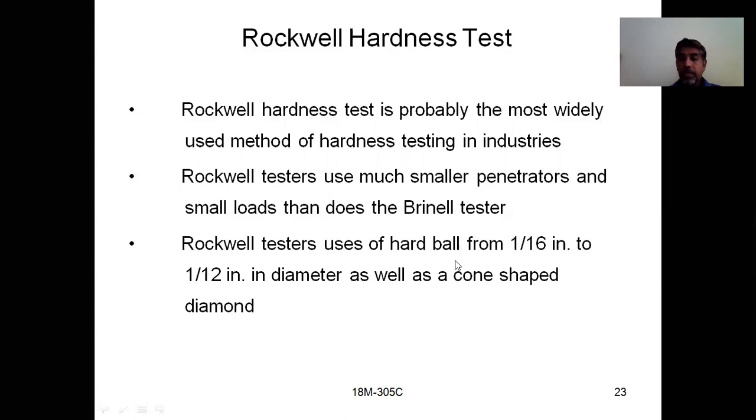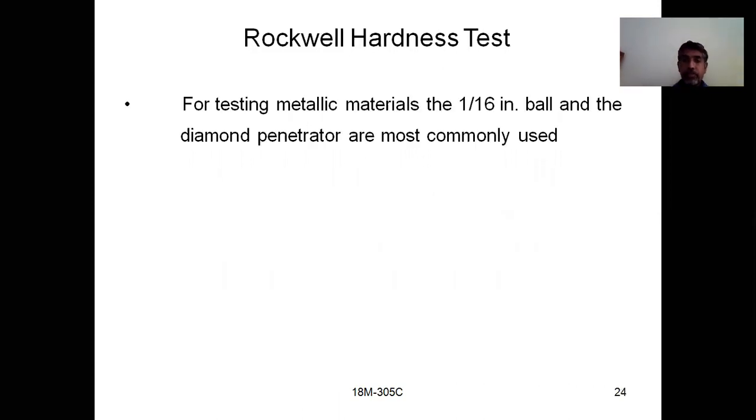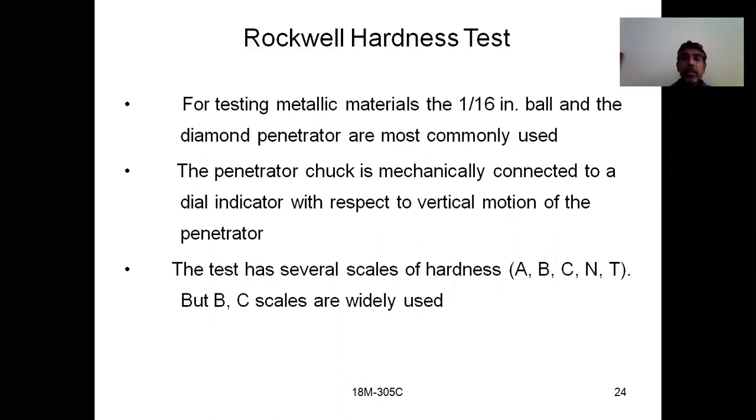Here, if you see the steel ball, you are using a very small size, 1/16 inch to 1/12 inch. That means 1 inch divided by 12 parts and 1 inch divided by 16 parts, so you are getting a very small value. We are using small indenters or penetrators in this Rockwell hardness, which gives the advantage over the Brinell hardness test. For testing metallic materials, generally we use a 1/16 inch steel ball and a diamond penetrator, which are most commonly used. You can use this one or you can use this one.